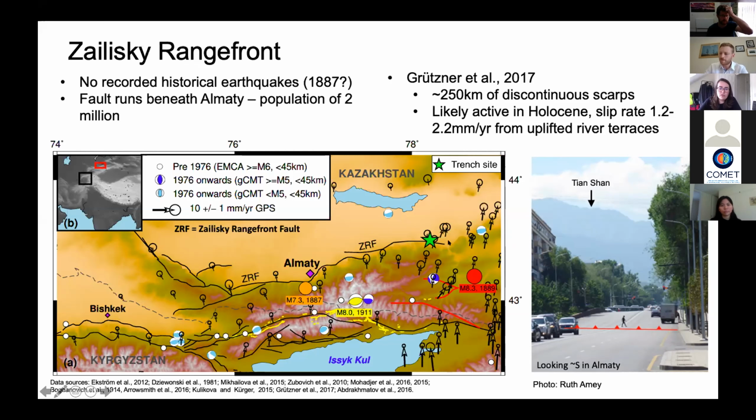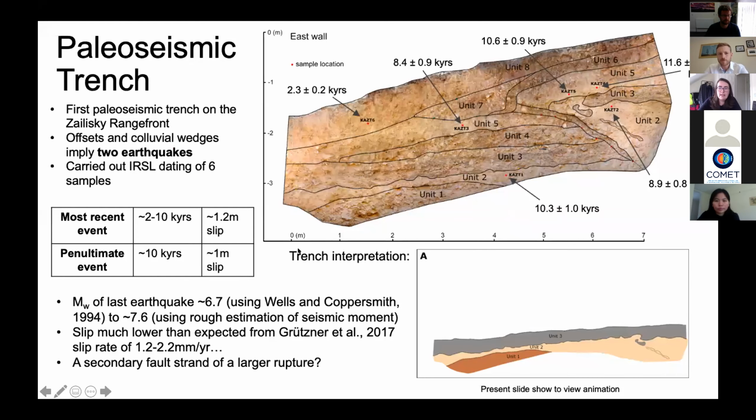So the fault also runs beneath the city of Almaty, and in a lot of places there's a big canal that's been built on top of it too. And we had no knowledge about individual events on this range front fault, so we wanted to trench it, but good trenching sites are kind of few and far between. But we did identify this one here, this green star, which is about 100 kilometers to the east of Almaty.